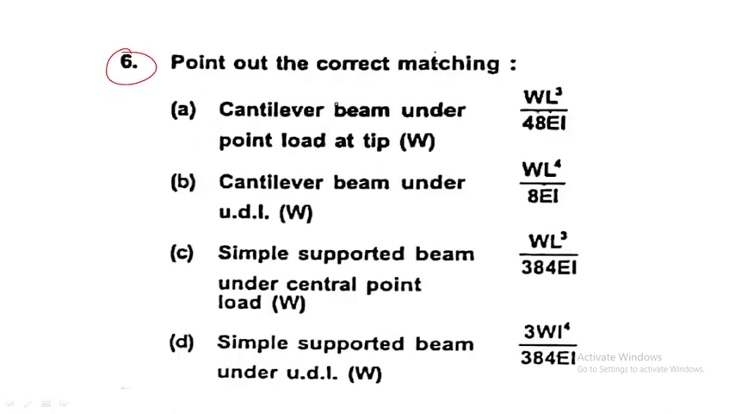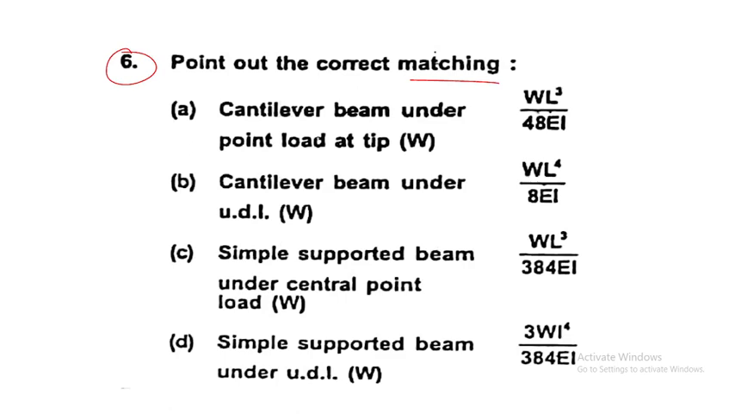Question number 6. Point out the correct matching, that is, cantilever beam under point load at tip W. So in my first question, I think I have already explained all the sketches. If you skipped the first question, please go through that first question. I have already explained with the sketches how I have taken the values also.